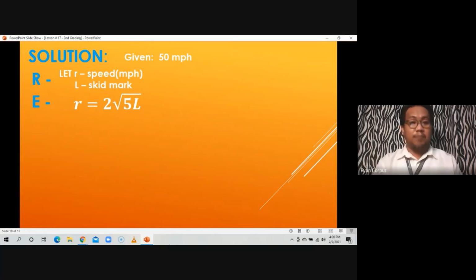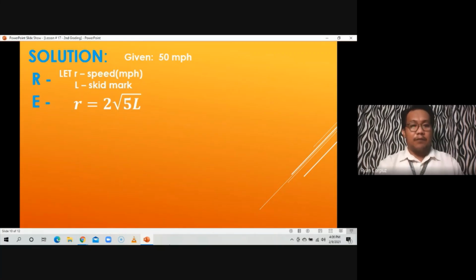Because given dyan yung speed eh, which is 50 miles per hour. Kasi sabi na yung speed is in terms of miles per hour. So binanggit yung 50 miles per hour, so that means we are pertaining to the speed of it. So that means we are looking for the skid mark. So how long yung skid mark, gano'ng kahaba yun? So that's what we are asking in the problem.